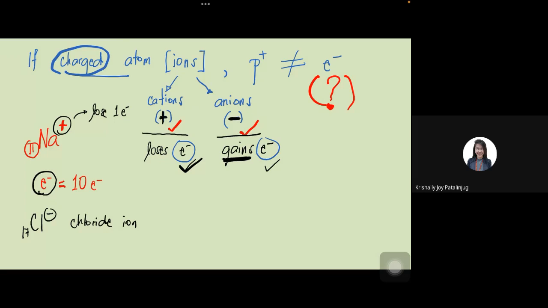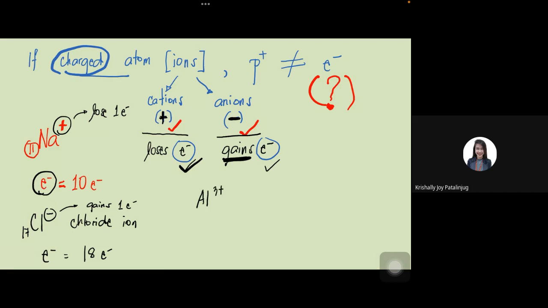That's the ion form of chlorine. And if you will be asked for the total number of electrons here, since it carries a negative charge, meaning to say it gains, right? It gains one electron. So you tell me, what's the total number of electrons here for chloride? 18. Okay, a total of 18 electrons. So that's it.